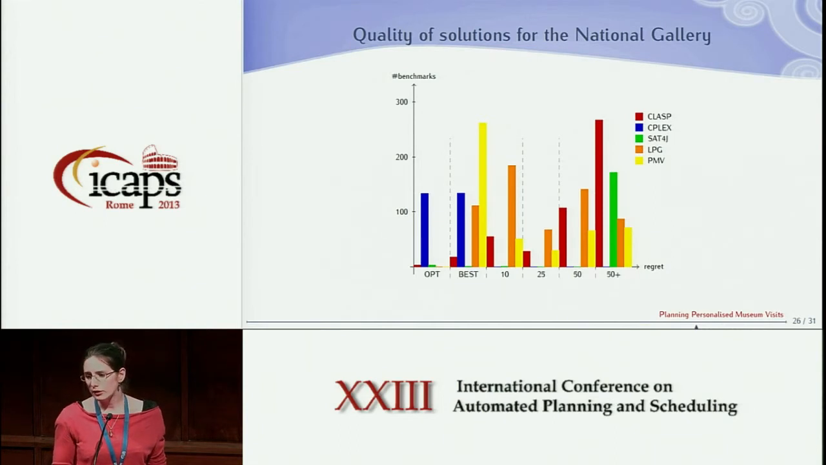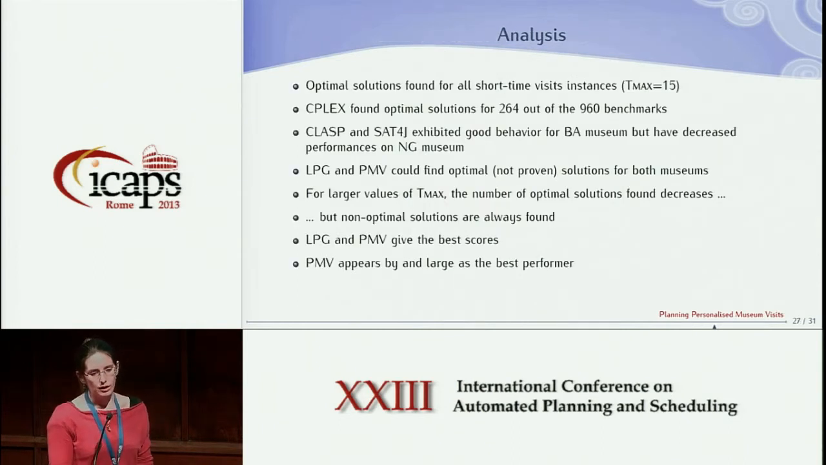And we have quite the same behavior for the National Gallery problem. So what about those results? You can say that optimal solutions were found, but only for short time visits. So for all benches with a Tmax that was not very high, we could find an optimal solution. And CPLEX was the one that found all the optimal solutions. CLASP and SAT4J had quite good results with Palais des Beaux-Arts, but when it comes to large museums, they were not able to find very good results.